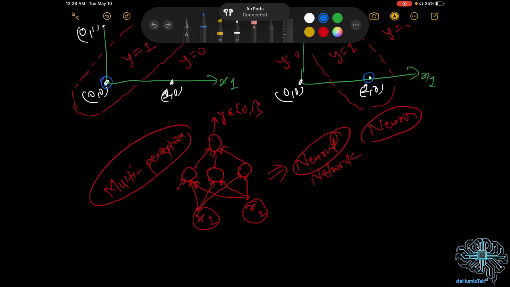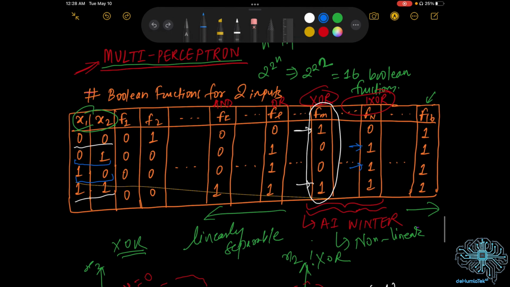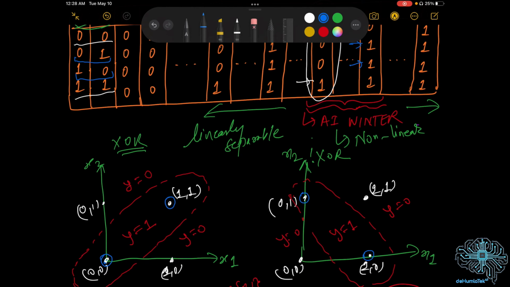Now let's discuss the multi-perceptron. Before that, I'd like to make some corrections in the earlier lectures. One correction is this truth table: it's not for XOR, it's for XNOR. And this is for XOR. This is the correction which I have to make.